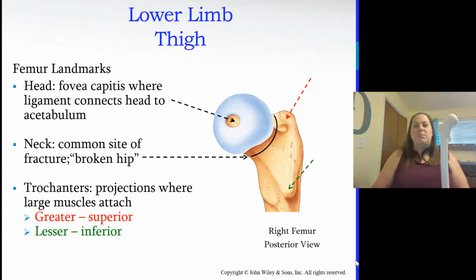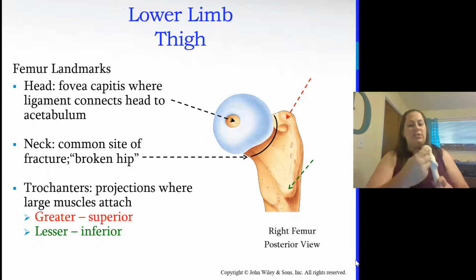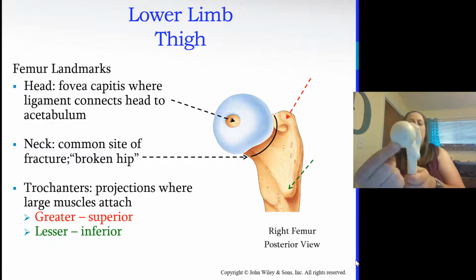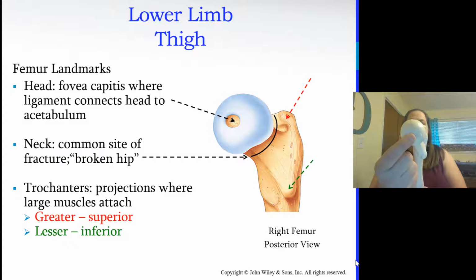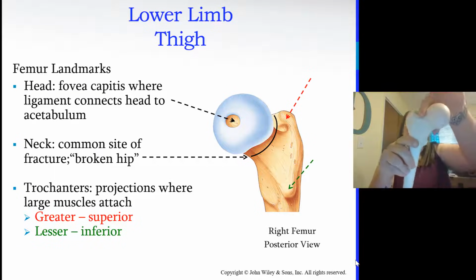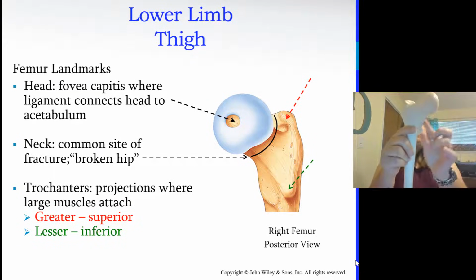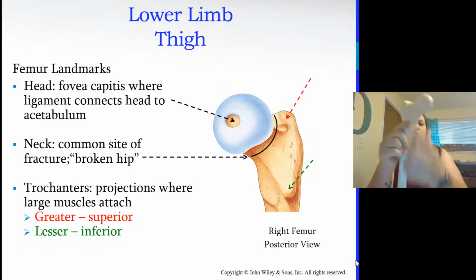On the femur, there's some landmarks. We do see in the head, there's this little round structure that's called the fovea capitis. This is where a ligament actually connects the head of the femur to the acetabulum. We do see the neck located here. This is often the place when somebody breaks a hip. They've broken the neck of the femur off.